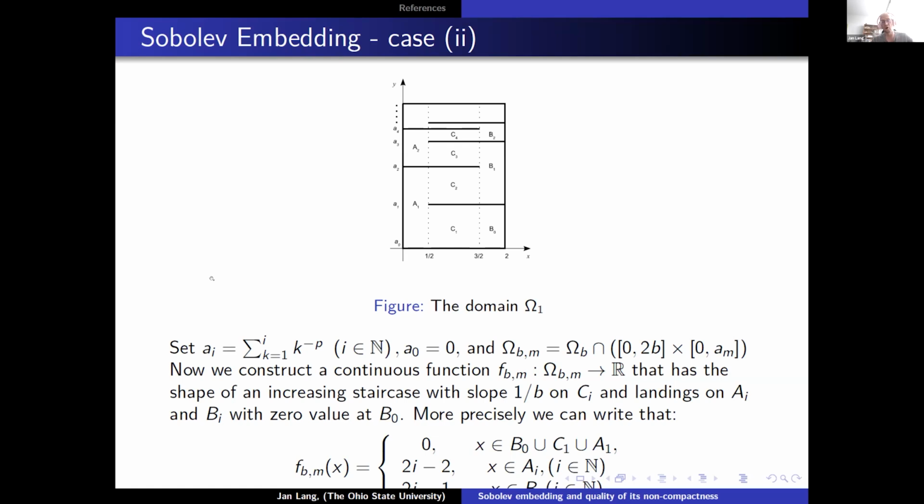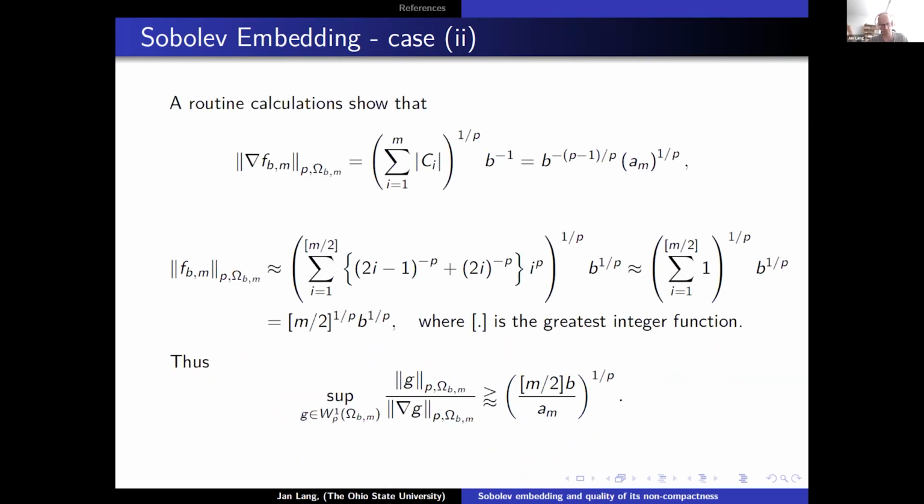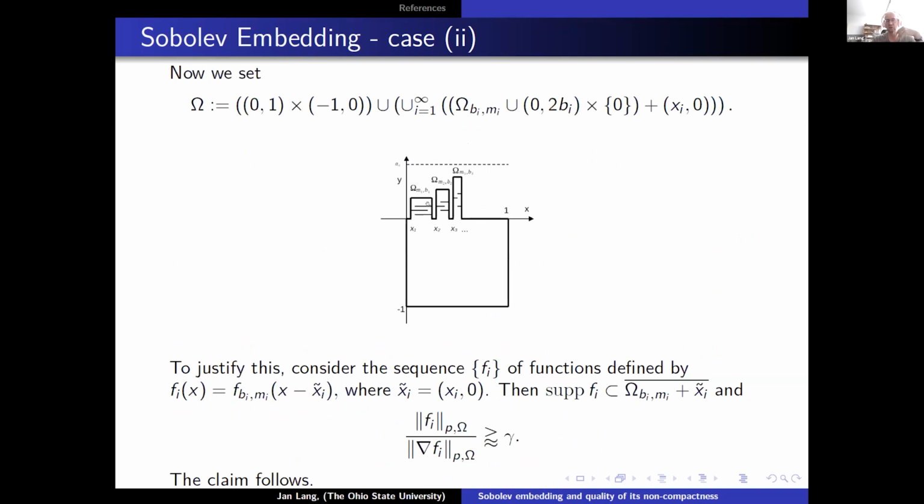We look at the behavior of such a function on this set, and by doing simple undergrad level math, we were able to find the gradient, the L^p norm of the gradient, and the L^p norm of that function, and get the ratio. Then just by gluing such regions to a unit square, we were able to construct a domain on which it was possible to obtain a sequence of functions f_i with supports here, for which this identity was satisfied. From that it follows that these functions will generate an infinite dimensional subspace on which the Sobolev embedding is invertible.